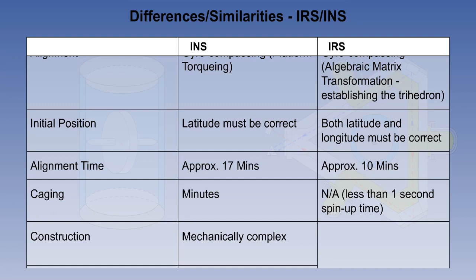The construction of the INS platform servos is mechanically complex. They therefore had a shorter mean time between failures. The laser gyros used in IRS are mechanically simpler and highly reliable. Consequently, they have a longer life cycle.